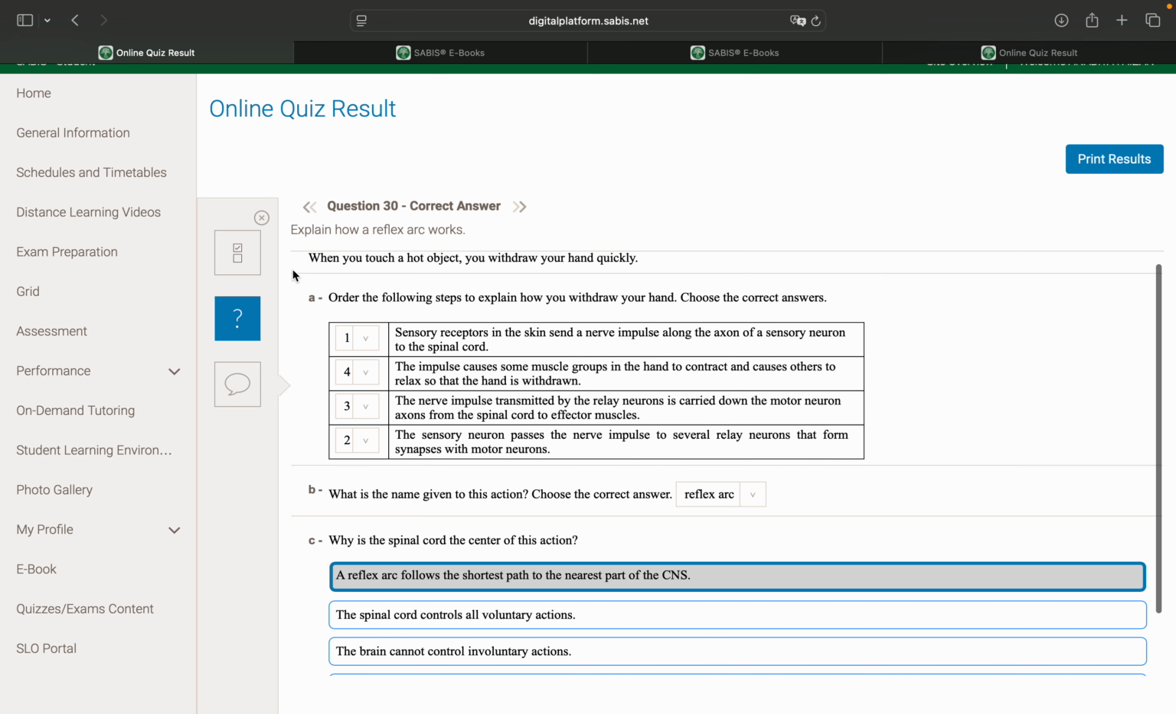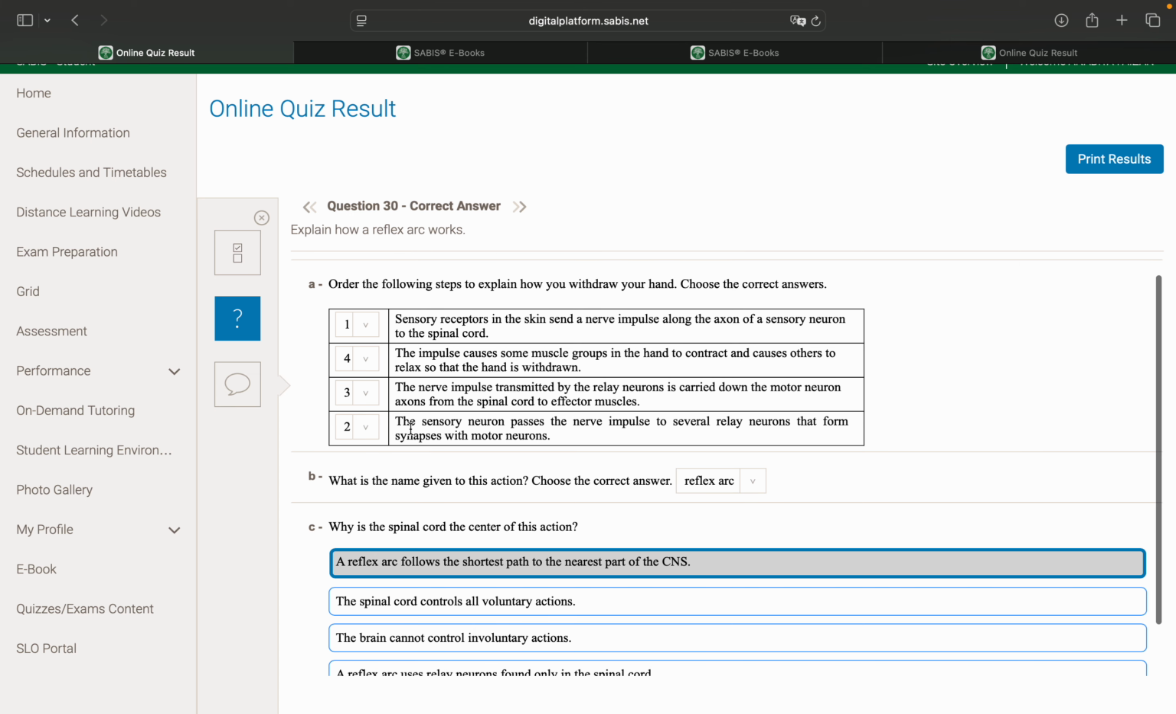So here we have the first step: sensory receptors in the skin send a nerve impulse along the axon of a sensory neuron to the spinal cord. Second, the sensory neuron passes the nerve impulse to several relay neurons that form synapses with motor neurons. Third, the nerve impulse transmitted by the relay neurons is carried down by the motor neuron axons from the spinal cord to the effector muscles. And last, the impulse causes some muscle groups in the hand to contract and causes others to relax so that the hand is withdrawn.